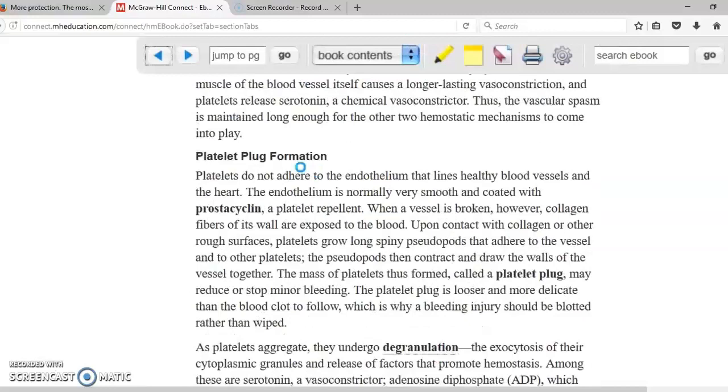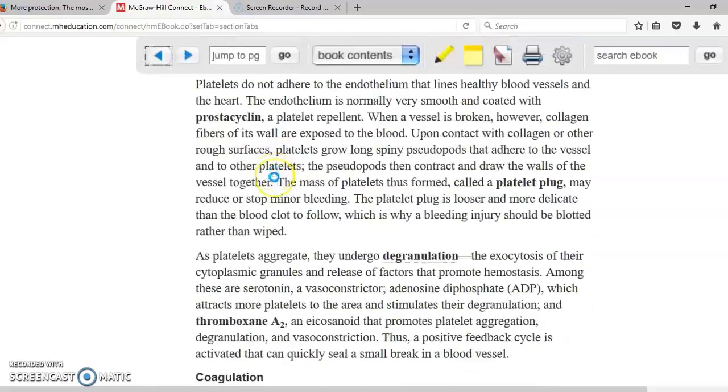Platelet plug formation. When the blood vessel gets damaged, areas inside the blood vessel are going to be exposed. When they get exposed, collagen is going to get exposed. And this collagen is the one that is going to trigger the attachment of the platelets to the walls of the blood vessel. A very important step is the presence of a substance called von Willebrand factor. Von Willebrand factor is like a glue that will help these platelets attach to the blood vessel to initiate the platelet plug.